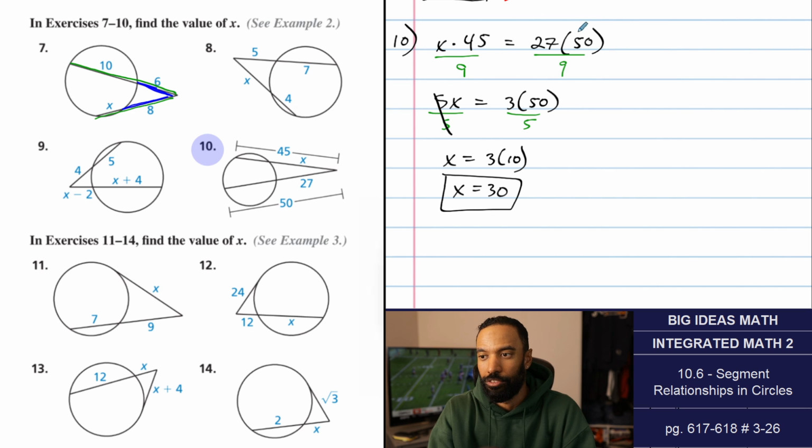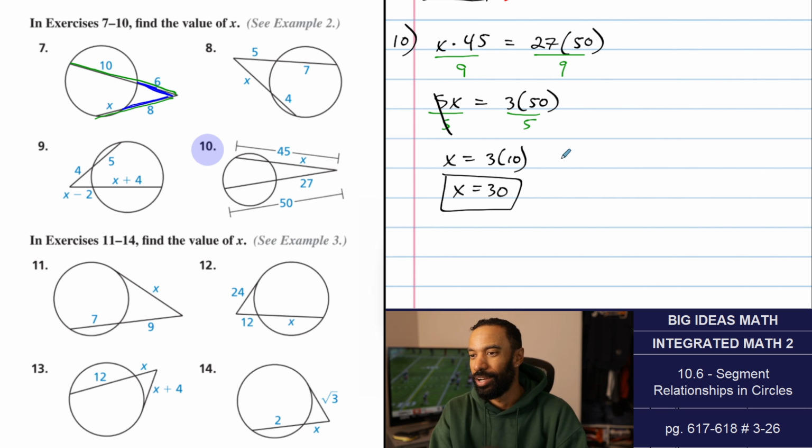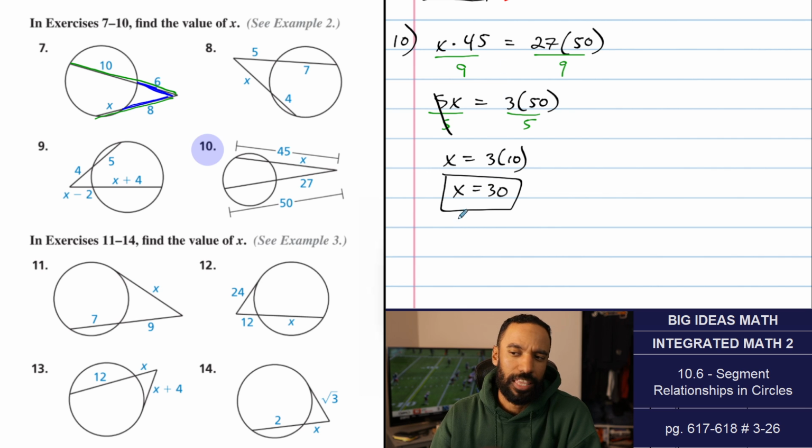I don't have a calculator in front of me. I didn't want to do 27 times 50. Now I do. 1,350. But then I have to divide that by 45, and it must be 30. All right.